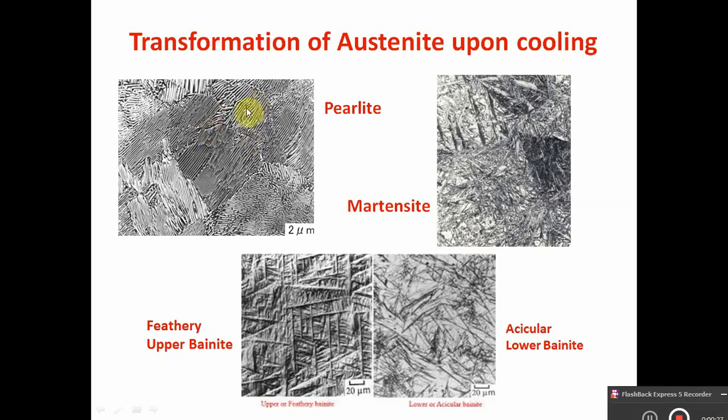So here we can observe one dark band of cementite along with a bright band of ferrite. So this interlamellar structure of ferrite and cementite is called as pearlite. Upon cooling austenite with very slow cooling rate, it transforms into pearlite.